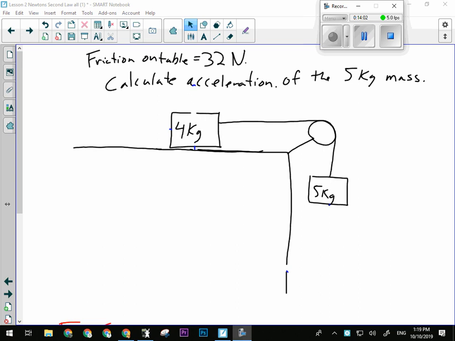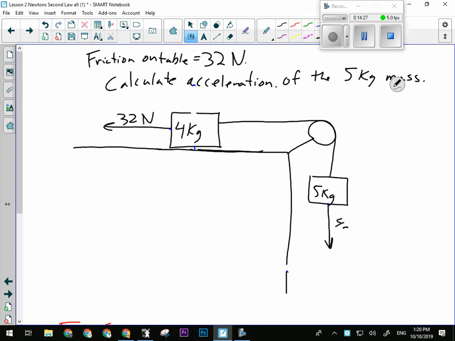Okay, so since I screwed this up, and I said the table's frictionless, even though the first thing I wrote on the board was friction on the table, 32 newtons, okay? So there's friction on the table, 32 newtons, this way, because that friction acts directly on the 4 kilogram mass. What's acting on the 5 kilogram mass? Gravity, so that's going to be 49.05 newtons. And that's the force of gravity. Those are the only two forces in the system.